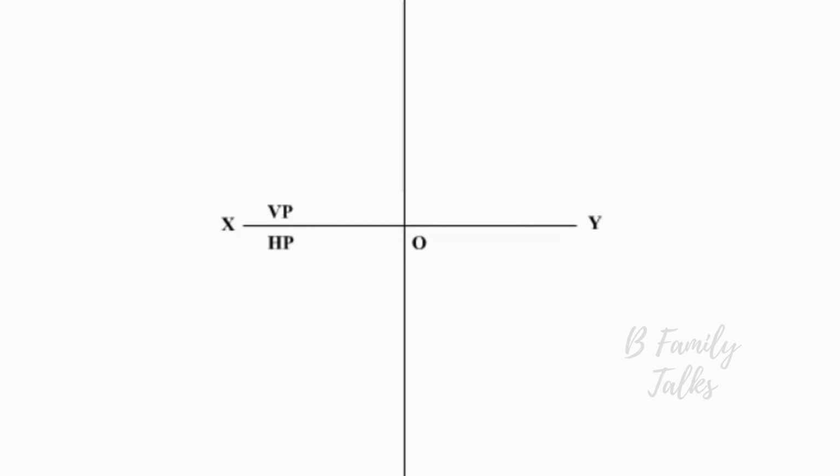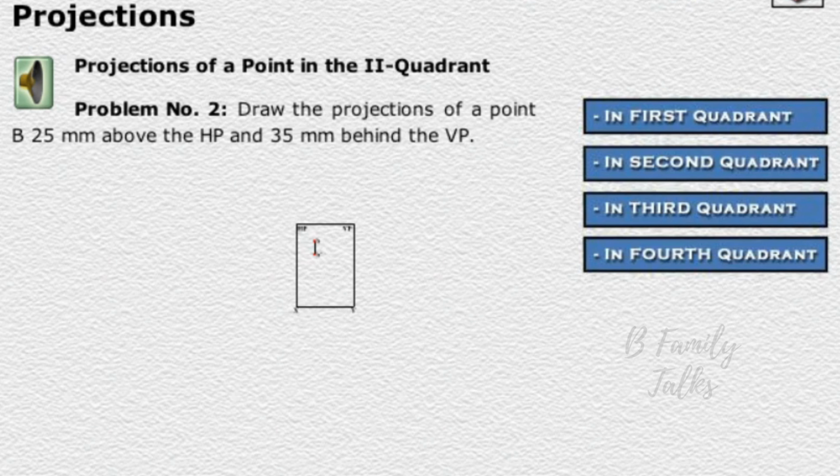Draw a line perpendicular to XY. On the perpendicular line, mark point a 30 mm below XY. That's the top view. On the same perpendicular line, mark point A dash 20 mm above XY. That is the front view. Erase the unwanted lines. The points A dash and a are the projection of the point A in the first quadrant.